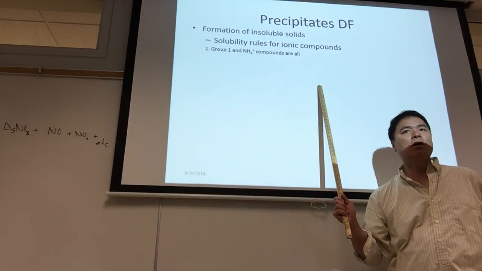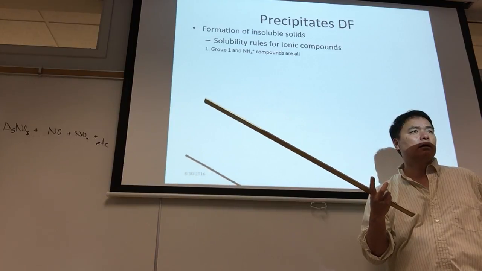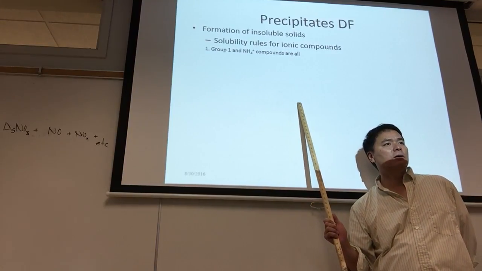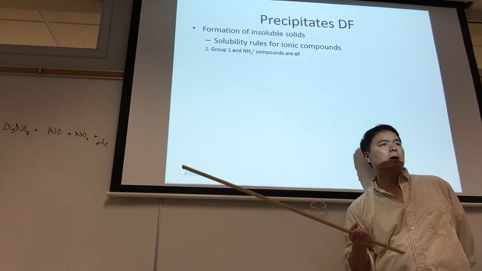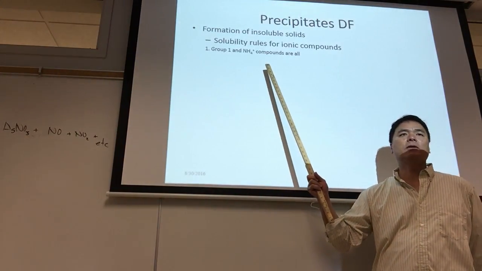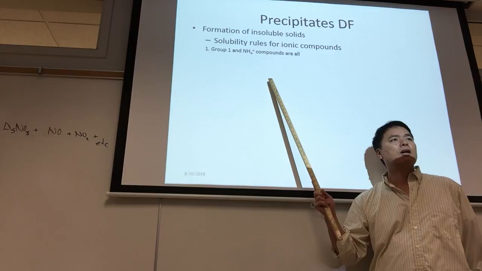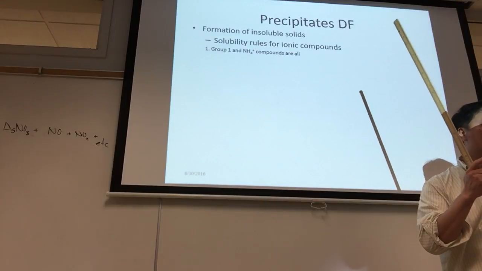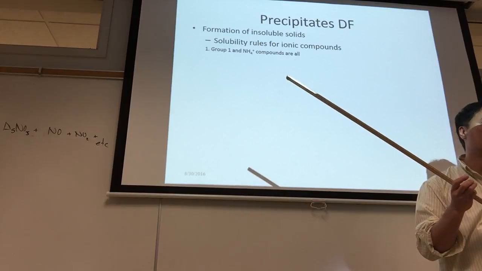Chlorides, bromides, and iodides are all soluble except for silver, lead 2, and mercury 1. And then we go to sulfates. Sulfates are all soluble except for silver, lead, mercury, calcium, strontium, and barium. Okay, then we switch gears and go to the insoluble anions. Hydroxides are all insoluble, except for group 1, calcium, strontium, and barium.